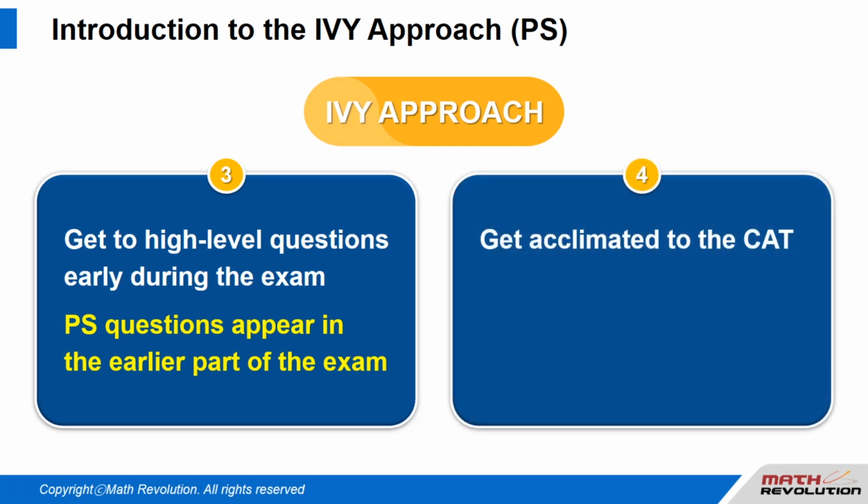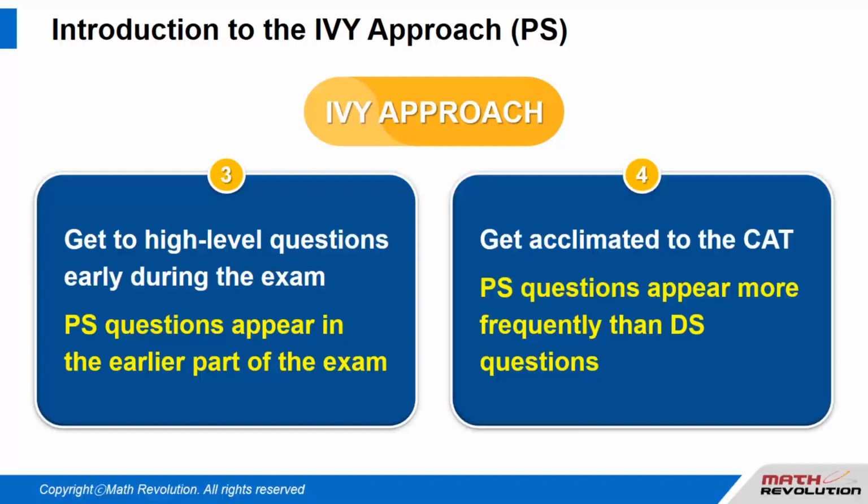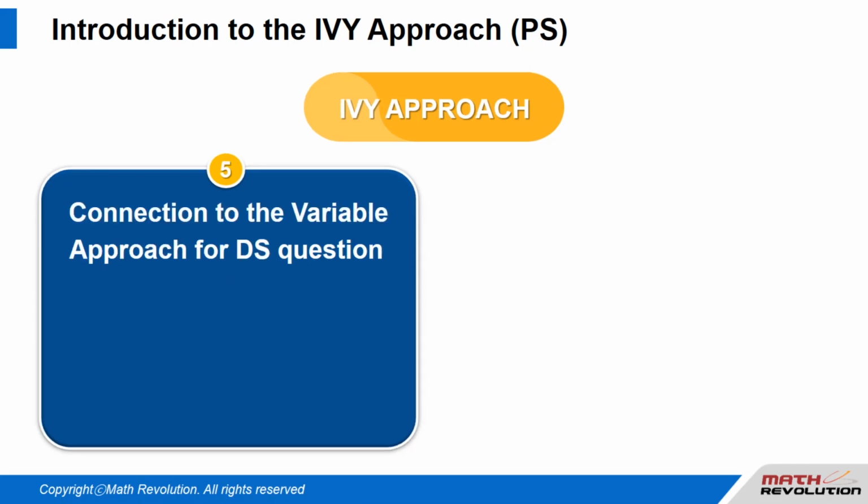4. Getting acclimated to the CAT. Since PS questions appear more frequently than DS questions, students get used to using the CAT quickly by solving PS questions correctly. 5. Connection to the variable approach for DS questions.